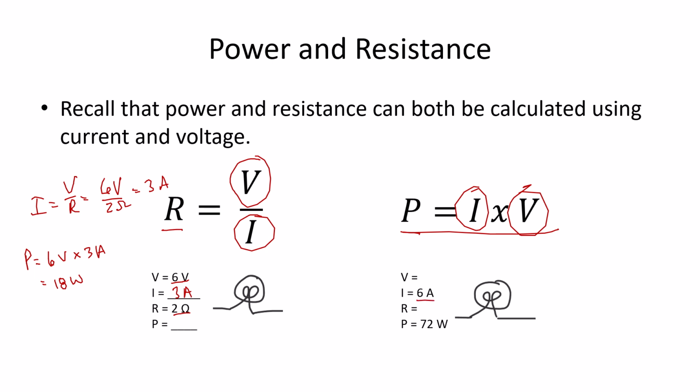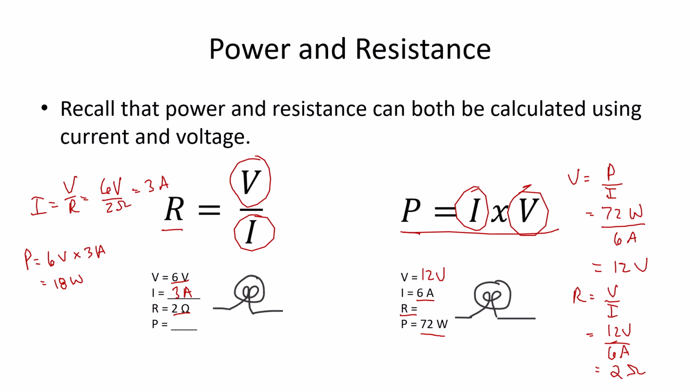Likewise, over here, we've got the current and we've got the power. So if we want the voltage, it's going to be the power divided by the current. So we've got 72 watts, and we're going to divide that by 6 amps, and that'll be 12 volts. And then that goes here, 12 volts. And then if we want the resistance, resistance is V over I. So we take the 12 volts and divide it by the 6 amps, and that's a 2 ohm resistance. So 2 ohms. And this was 18 watts.